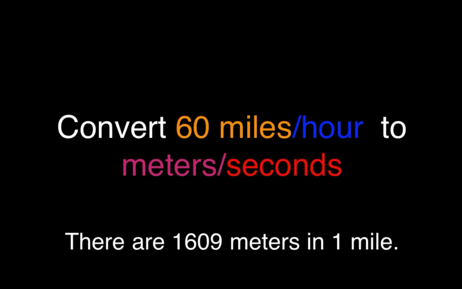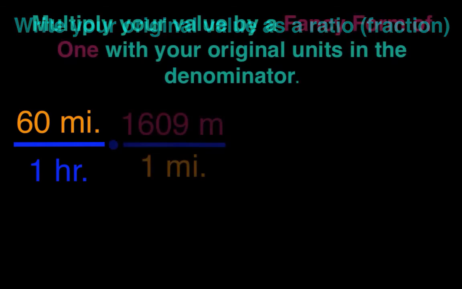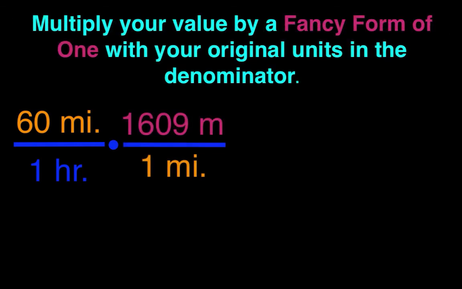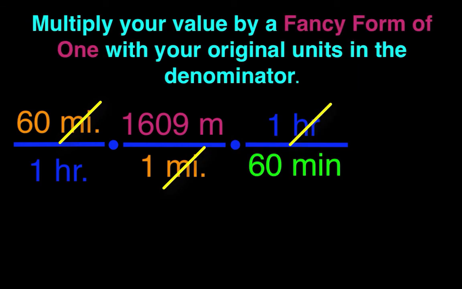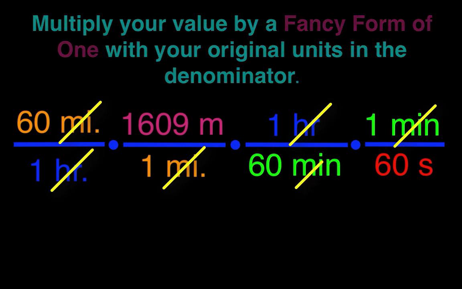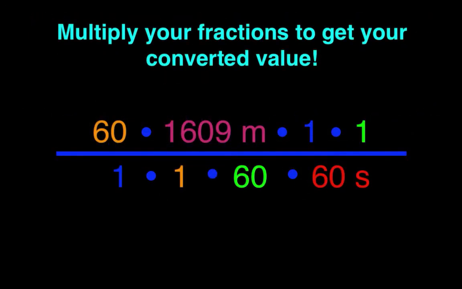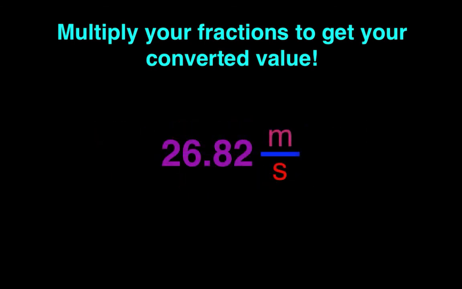Convert 60 miles per hour to meters per second. Note, there are 1,609 meters in 1 mile. Write your original value as a ratio. Multiply by a fancy form of 1. The miles divide. Multiply by another fancy form of 1. Now our hours in the denominator will divide with hours in the numerator. Multiply by a final fancy form of 1 to get our minutes to divide away, and we're left with meters per second. We'll multiply our fractions to get our converted value. 26.82 meters per second.